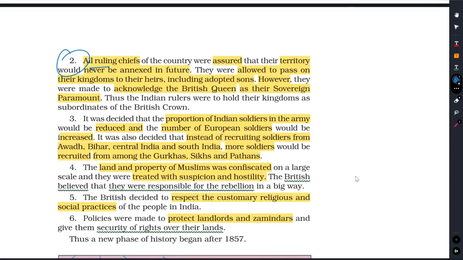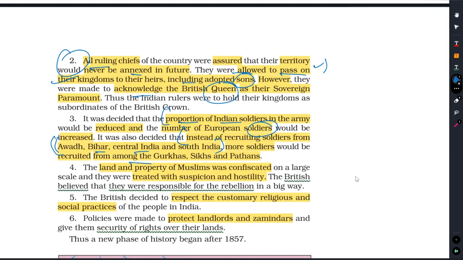See, all ruling chiefs were assured of their territory, and also assured that they would never be annexed in future. They were allowed to pass on their kingdom to their heirs, including an adopted son. These were some freedoms given to local leaders. However, they had to acknowledge the British Queen as the sovereign power. The proportion of Indian soldiers in the army was reduced. The number of European soldiers was increased. Instead of recruiting soldiers from Awadh, Bihar, Central India and South India, more soldiers were recruited from among the Gurkhas, Sikhs and Pathans.